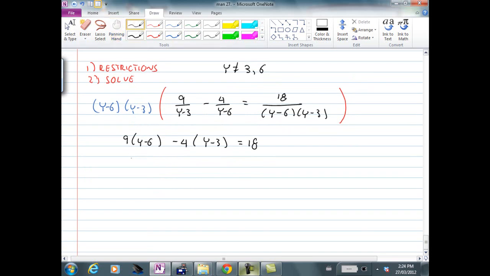Okay. So you have 9y minus 54 minus 4y plus 12 equals 18. 5y equals 60, if I'm not mistaken. Y equals 12.